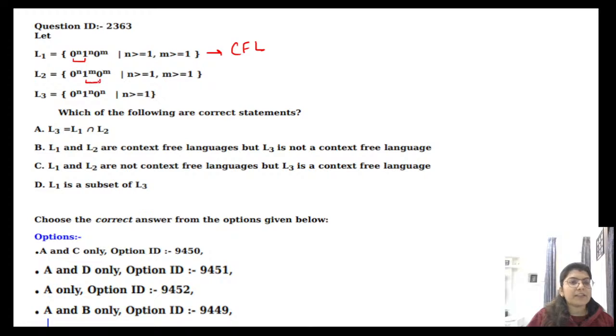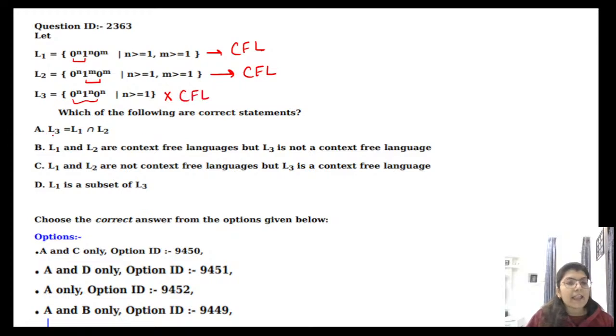So we are having comparison between these two. We don't care about this one. So again, this is also CFL. Now if you see this one, there are 3 comparisons. Now CFL cannot deal with 3 comparisons. So this one is not a CFL. Correct. Now let's see what they are saying.